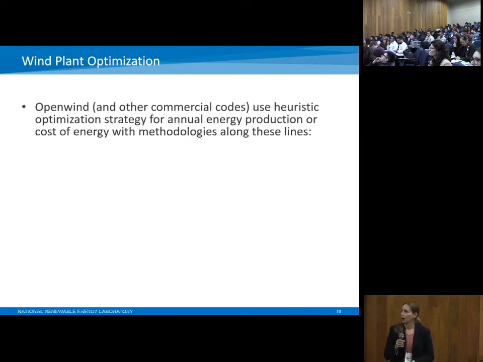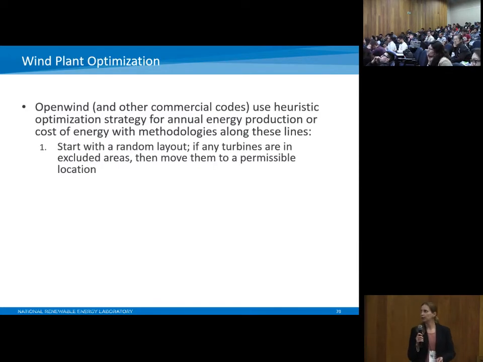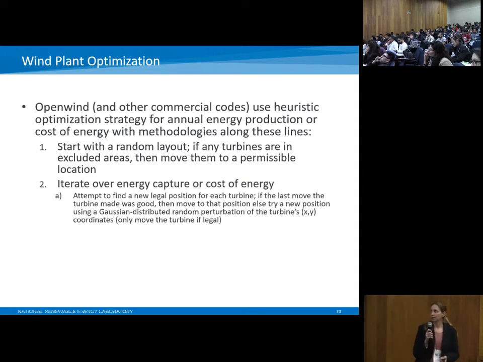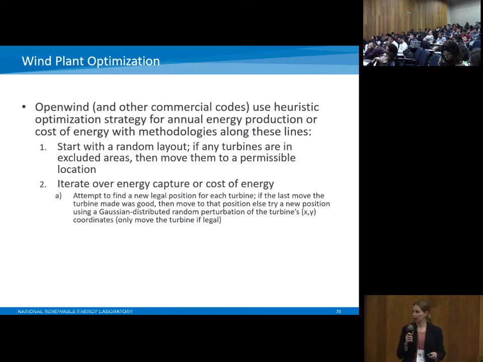All right. So here's an example of a typical process that's used by a lot of these commercial tools for doing their optimization. It's what we would classify as a heuristic algorithm, a greedy heuristic algorithm. So they maybe start with a random layout and move the turbines into non-excluded areas. And then they'll iterate over energy capture or cost of energy, depending on the objective function. They'll attempt to find a new position for each of the turbines. If when they change that turbine position, energy capture goes up, they keep it, otherwise they'll throw it out. And then they'll do that with all the turbines in the park.